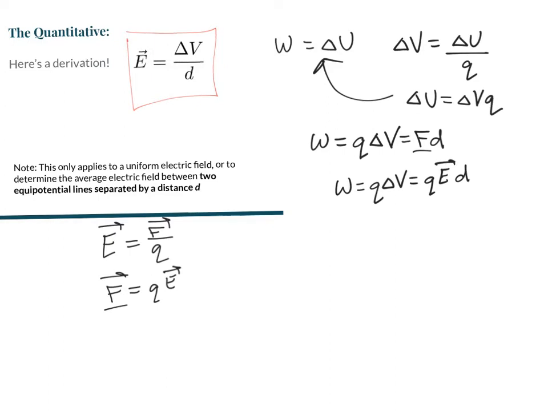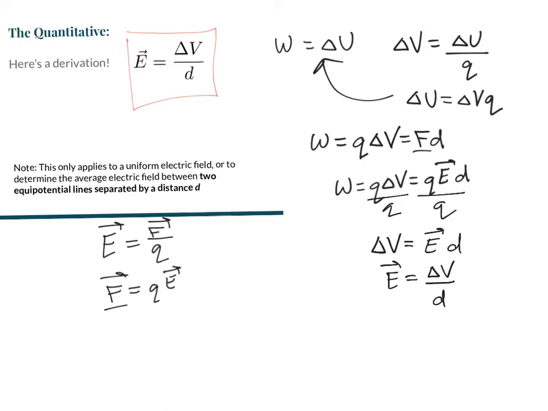And the rest of this will be quite easily demonstrated. Q's divide out. If we divide by Q on each side, you get delta V equals field times distance, which is also rearranged to be the equation that I boxed earlier. Field equals change in potential over D.